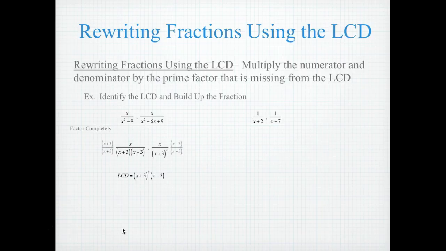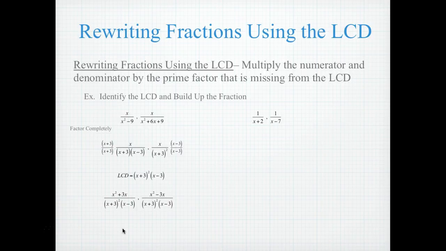Now the fraction on the right needs the quantity of x plus 3 in order to be the least common denominator, and the fraction on the left needs the quantity of x plus 3. The fraction on the right needs the quantity of x minus 3. So we multiply top and bottom, numerator and denominator, by the prime factor that's missing from the LCD. Now I distribute in the numerators, and now I'm going to look to simplify. So we have x squared plus 3x and x squared minus 3x.